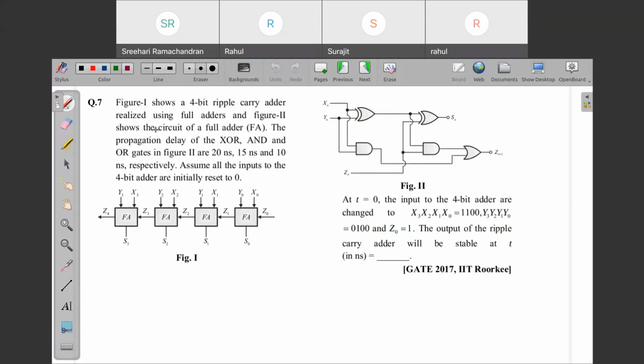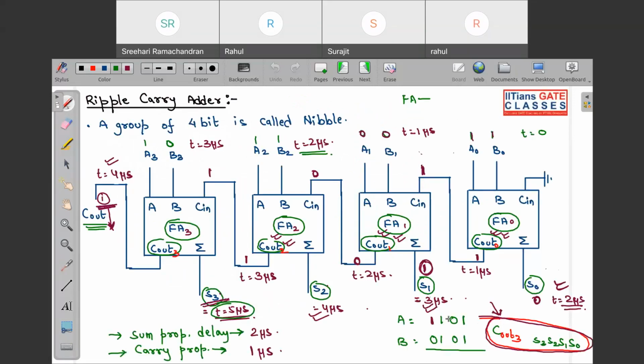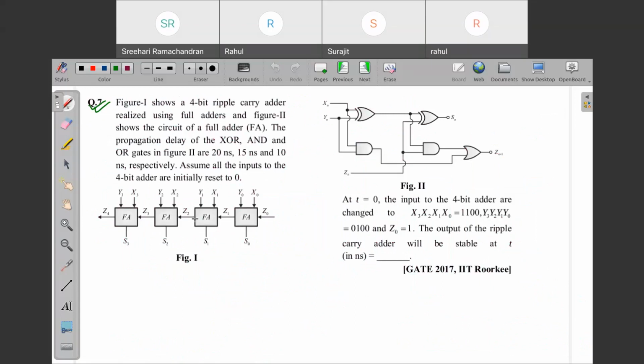But you were talking about this question. Over here I made a mistake, that I shouldn't have taken this particular example, because in this example, all of the full adders are not suffering from delay. So Surjit, you were talking about this question only, na? Surjit? Yes, sir. Yes, this particular question.